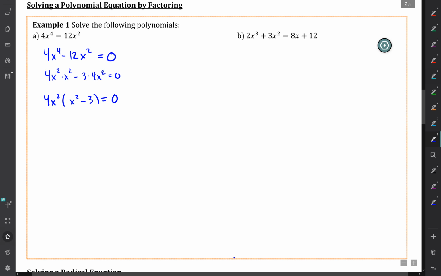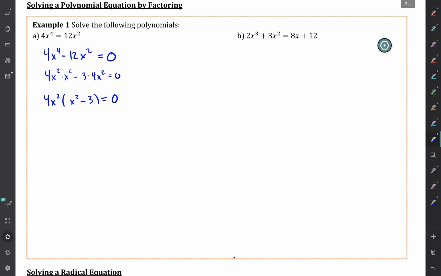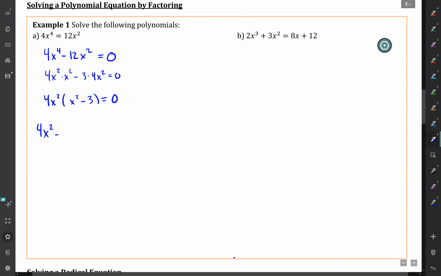And you can check that by multiplying 4x squared back in, and you should end up with 4x to the 4th minus 12x squared. Okay, so once you've factored out the 4x squared, now you can solve this because you have two choices, either 4x squared equals 0 or x squared minus 3 equals 0. The only way that the left-hand side is going to be 0 is if the 4x squared has to be 0 or the x squared minus 3 has to equal 0. So there are two options.